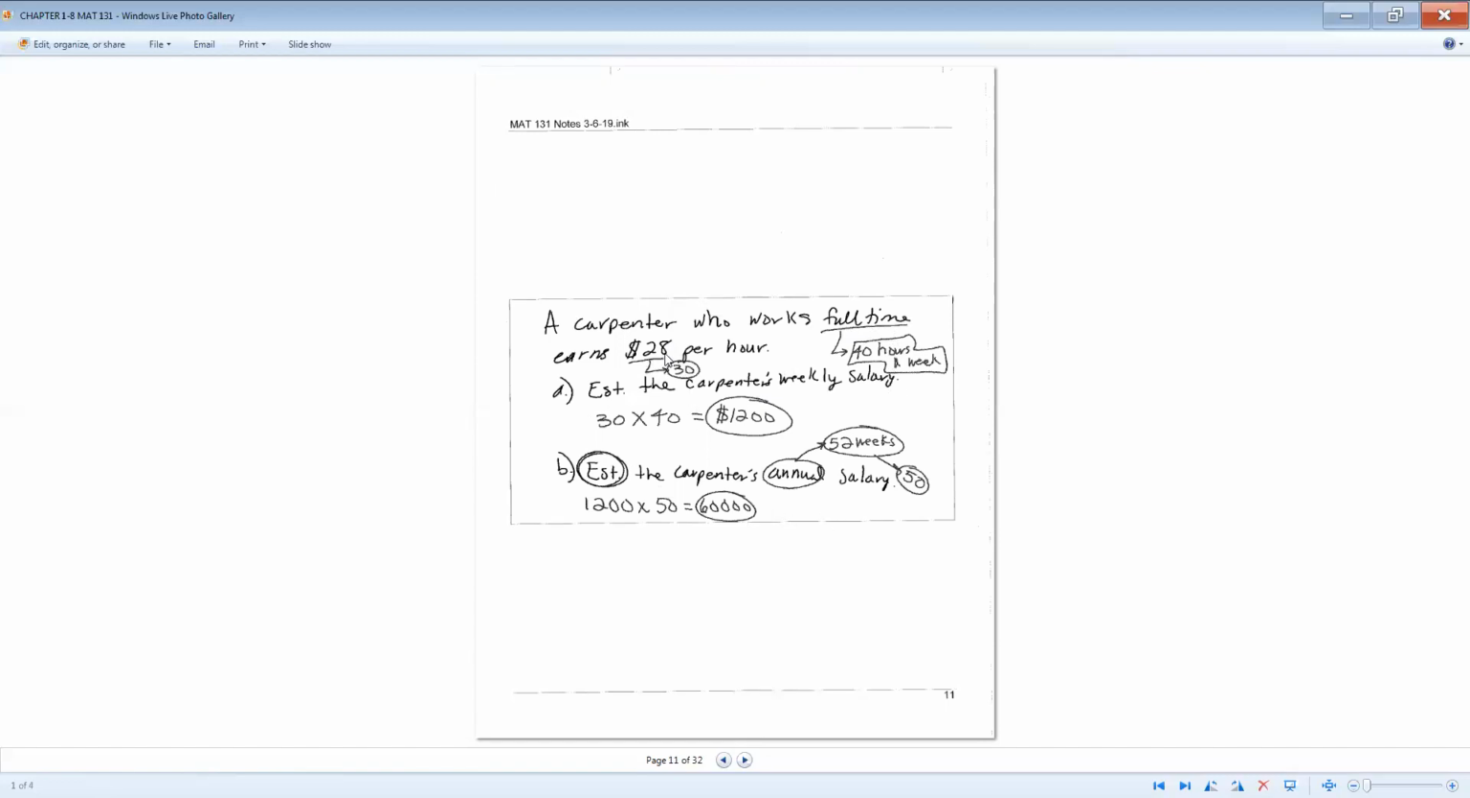And then also, don't forget we're estimating. It tells us to estimate. So that means we take the $28 per hour and round it up to 30. So then you would do 30 times 40, which would just be $1,200 a week.